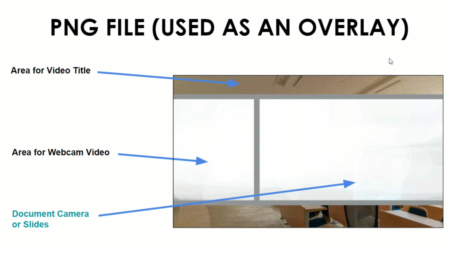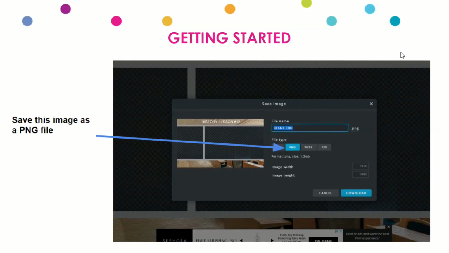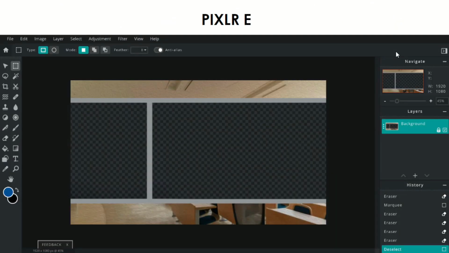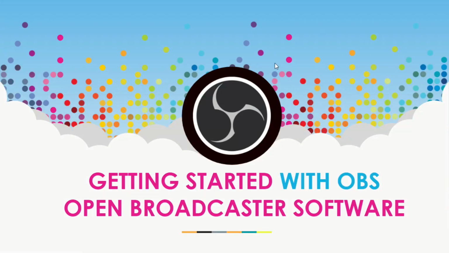And we're going to use this in Pixlr, and we're going to customize it for your settings. When we're done, we're going to save it as a PNG file, and we're going to import it into OBS and use it to create dynamic videos. That's pretty much it. Then we'll learn how to use OBS. So we're going to get all of that into OBS.